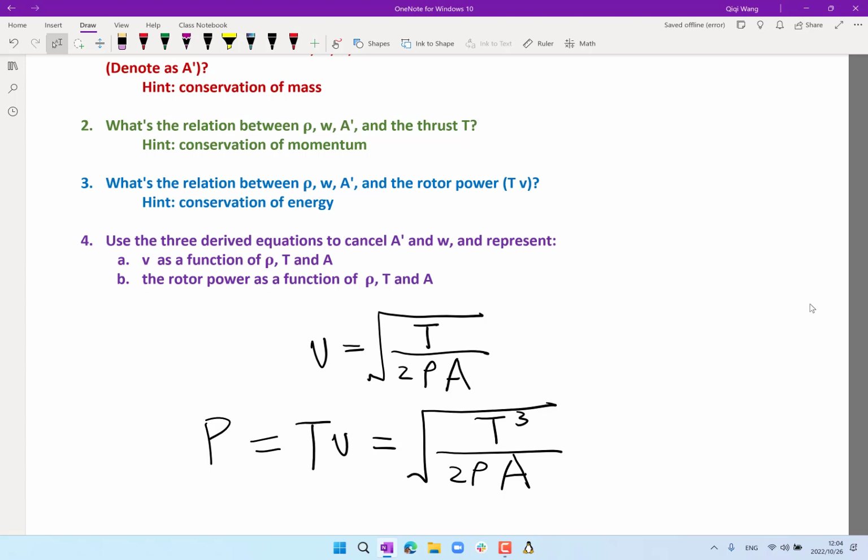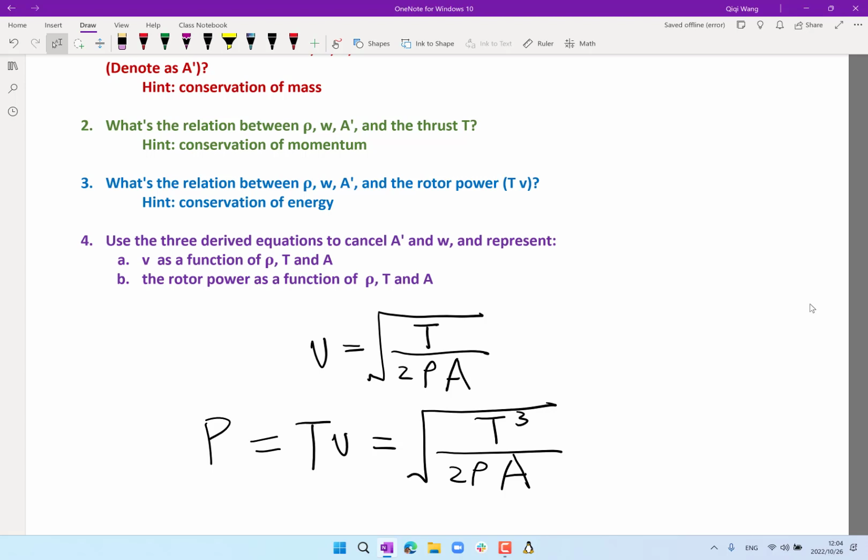So this is actually another very interesting result, that there is a 2 rho A in the denominator, of course square rooted. That means if I'm, for example, flying on Mars, what difference am I making? I have like 1% of the amount of rho, right? Okay, so if I have exactly the same helicopter and I want to produce exactly the same amount of thrust as on Earth, I need 10 times the power, right?